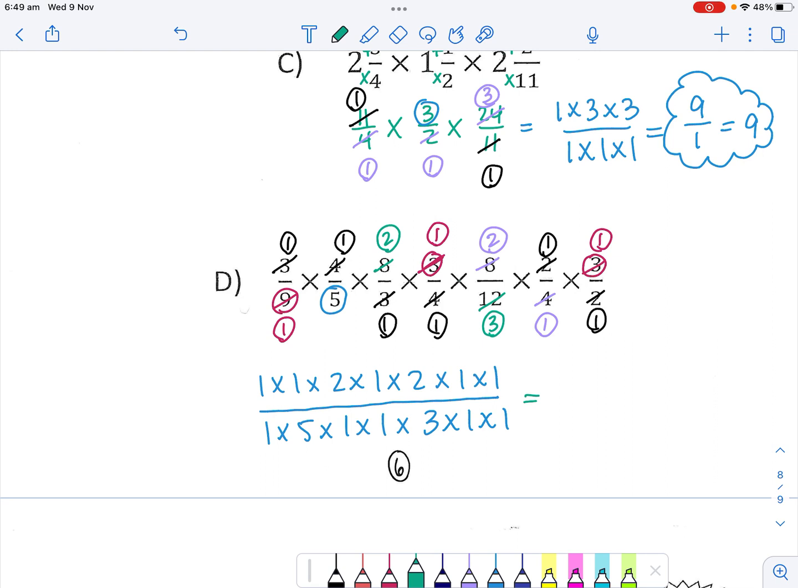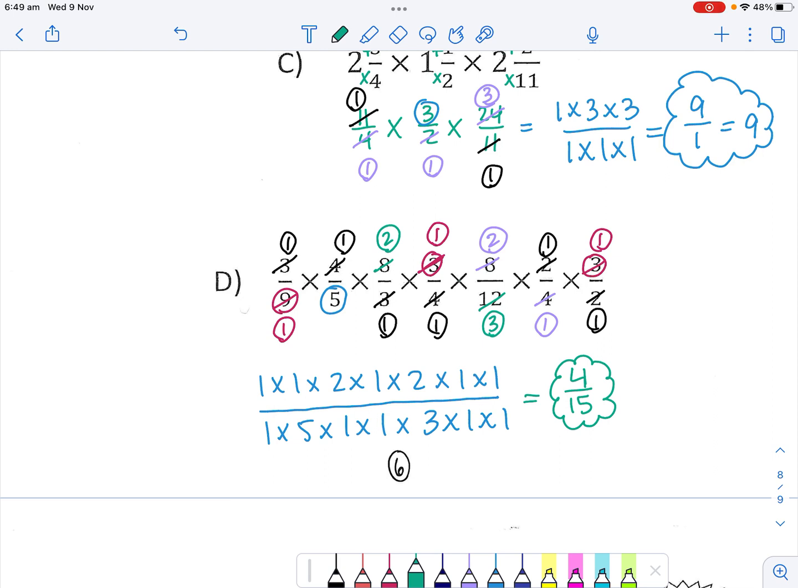And then I'm going to do my one last up and down check. Does anything else cancel that I didn't do already? So the 2s on top do not go with the 5 or the 3 on the bottom. So 2 times 2 is 4, and 5 times 3 is 15. And that is how you multiply more than 2 fractions.